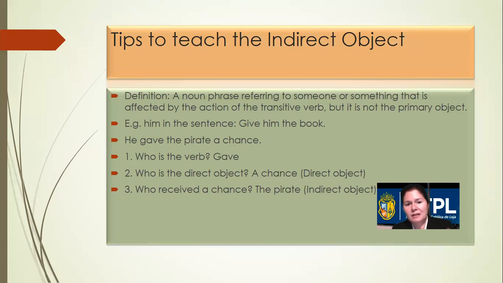Okay, we've got here the questions and the steps to follow. What is the verb in this sentence? Gave. Number 2, what is the direct object? A chance. So this is the direct object, okay? Who received a chance? The parrot. So the parrot is the indirect object of the sentence.